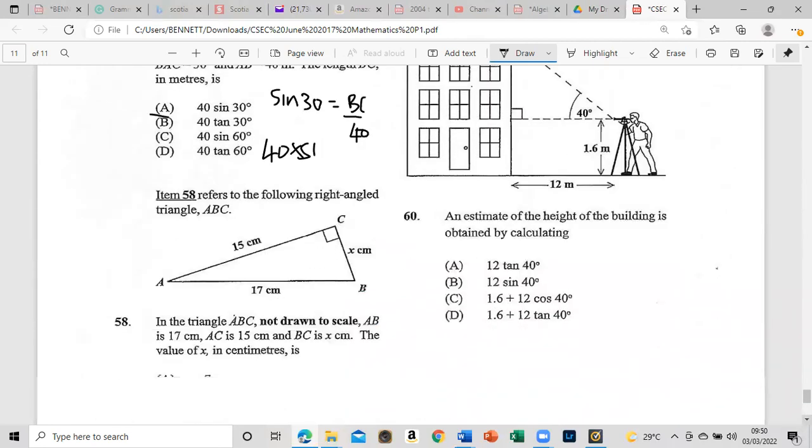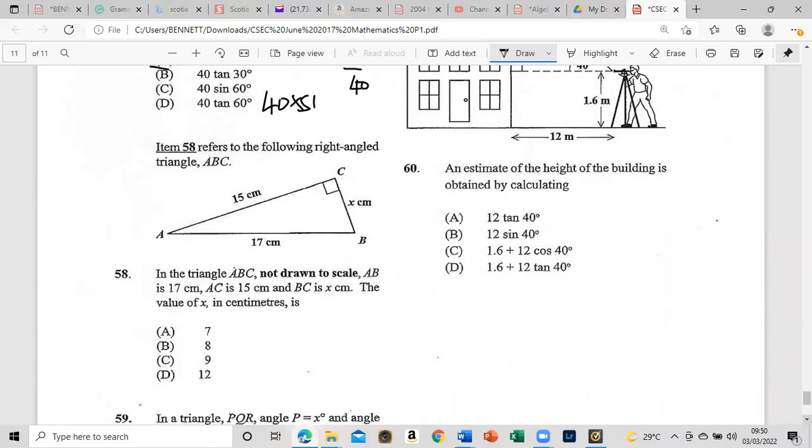58. In the triangle not drawn to scale, AB is 17 and BC is 15. What is the size of AC? Alright, so that would be 17 squared minus 15 squared. So 289 minus 225 is 64. So it's the square root of 64, which is 8.